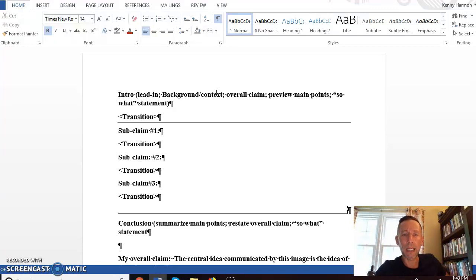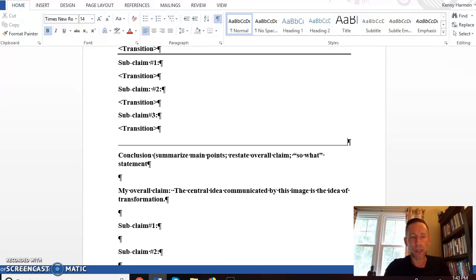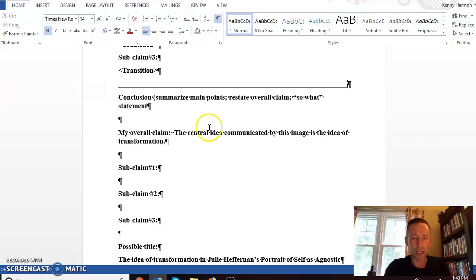Now your overall claim will be one sentence that basically states in one sentence what you see as the overall theme of the work. So if I scroll down here, you can see one thing that I could use as my overall claim, and it's this simple: the central idea communicated by this image is the idea of transformation. Now the image that we're talking about obviously is Julie Heffernan's Portrait of Self as Agnostic. And I would have already identified this in my earlier part of my introduction anyway.